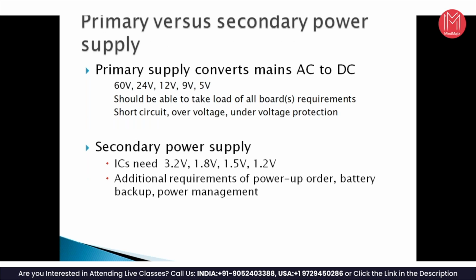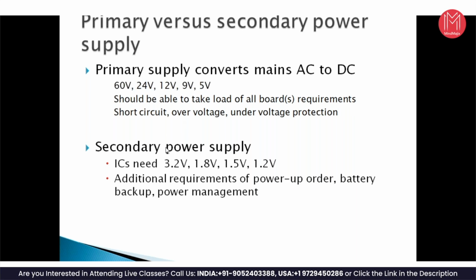Basically we are discussing two topics. One is primary power supply and then secondary power supply. Primary power supply is something that takes AC mains and converts it into a DC voltage, maybe like 60 volts, 24 volts, 12 volts, 9 volts, 5 volts. It should be able to take the load of all the board requirements, with short circuit, over voltage and under voltage protection. These are the things basically provided in the mains kind of power supply.